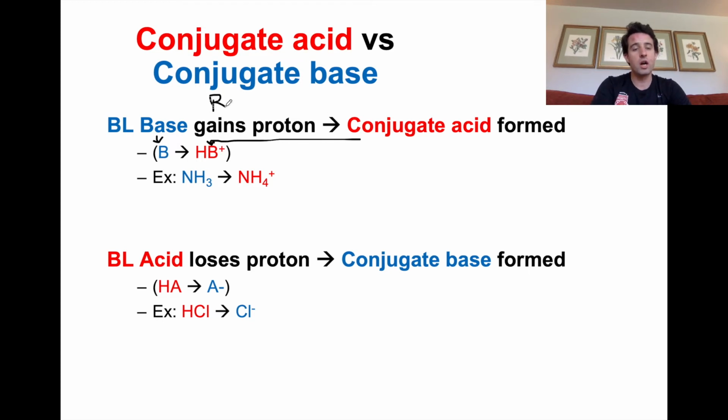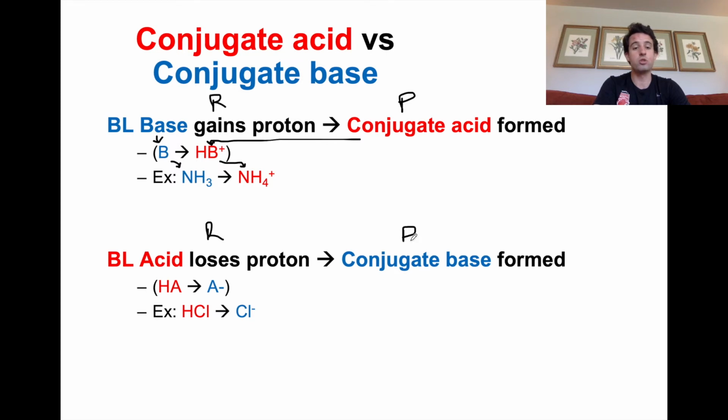So we'll see here, if we start with just regular old B, that could be anything, like NH3 for example, we're going to end with HB+. So for the example, NH3 was our B, we add an H to that, we get NH4+. A Brønsted-Lowry acid loses a proton. When it loses that proton, it becomes a conjugate base.